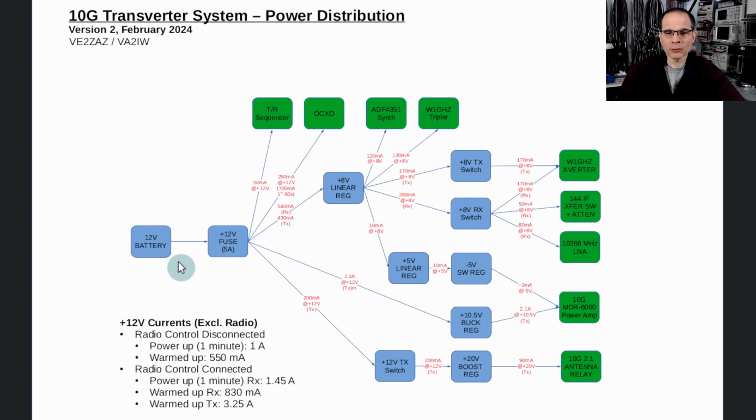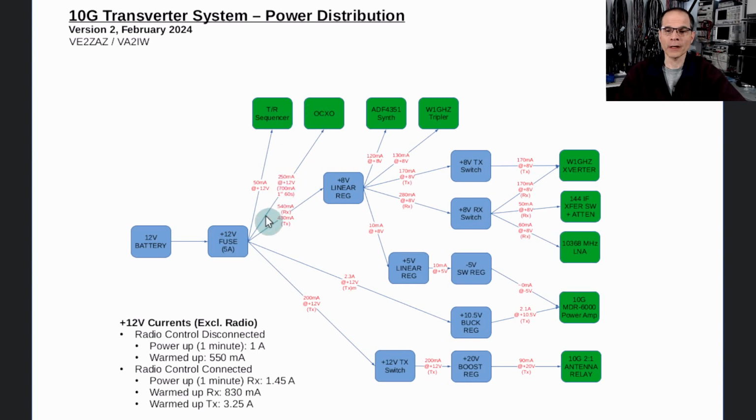So I start with a 12 volt battery, and of course I've added a fuse. A 5 amp fuse will be sufficient. It can be a fast acting fuse and that'll be fine. And then we fan out the 12 volts to the different functions. We will eventually have a TR sequencer, so it'll be a board that will receive the 12 volts and derive local voltages to make the sequencing work.